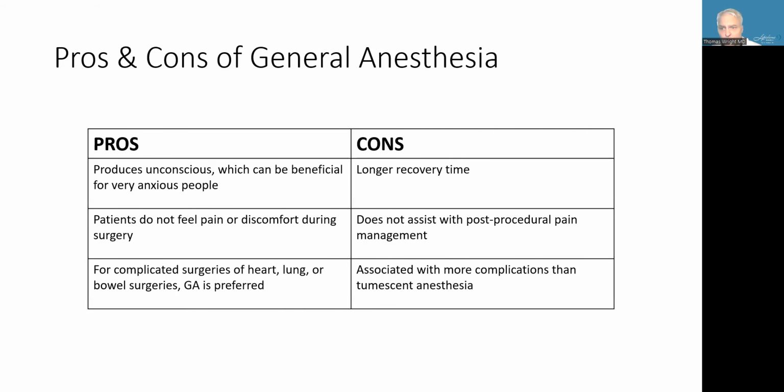So let's go through the pros and cons of general anesthesia. It produces unconsciousness, which can be beneficial for anxious people. Patients do not feel pain or discomfort during the surgery. And for complicated surgeries like heart, lung, and bowel surgeries, general anesthesia is generally preferred. It does have a longer recovery time. There's an additional recovery time just from the general anesthesia. It doesn't assist with post-procedural pain like tumescent does, and it is associated with more complications, as I already explained.